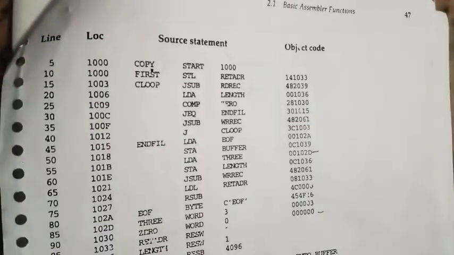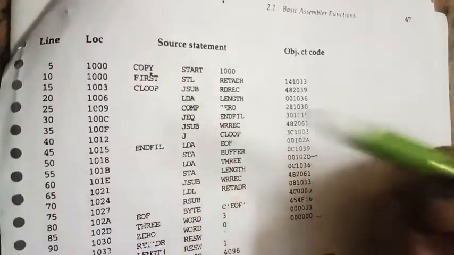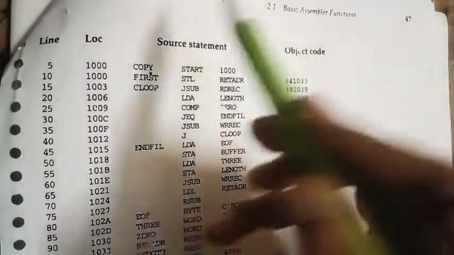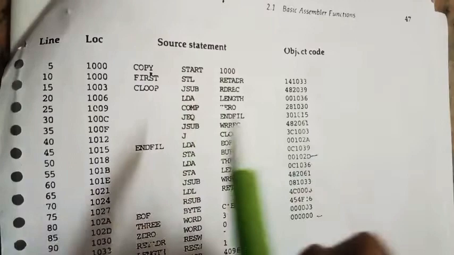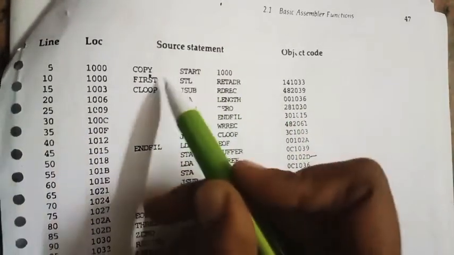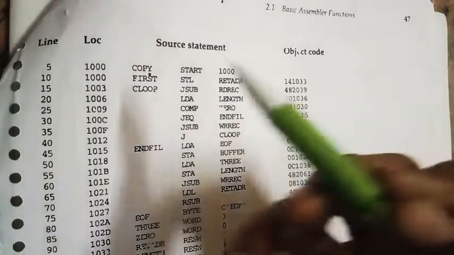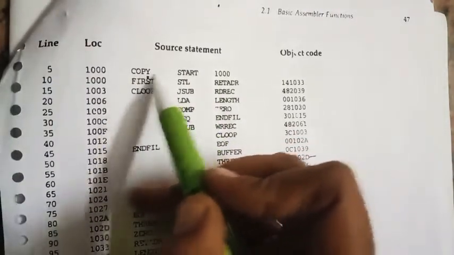Here I am going to say about the columns, how many columns there are and what the names of the columns are. This is the location of the instruction. Then this is the source statement. The source statement is in three columns. The first column is the name of the locations in the memory. These are the names of the instructions, that means what we need to perform.